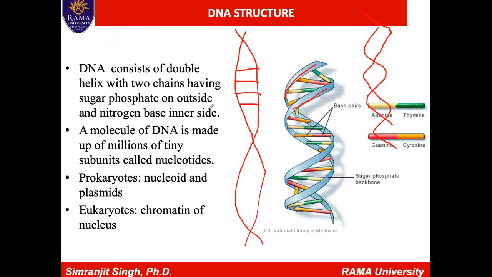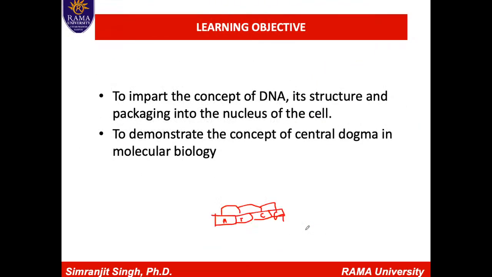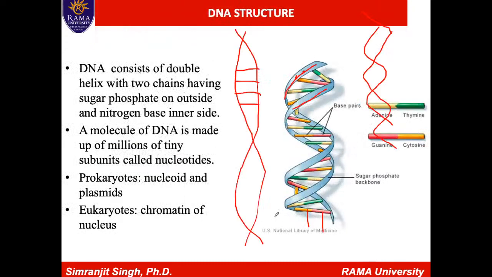So DNA is a double helix structure with two chains having sugar-phosphate bonds. We have sugar and phosphate outside, and the nitrogenous base pairs inside. These are all your nitrogenous base pairs, and outside is the sugar and phosphate backbone. The molecule of DNA is made up of millions of tiny subunits called nucleotides. As we discussed on the first page, they are like the bricks of a building, the main reason for the DNA. Millions of these tiny subunits make the foundation of your DNA.